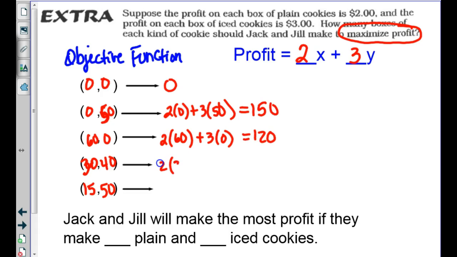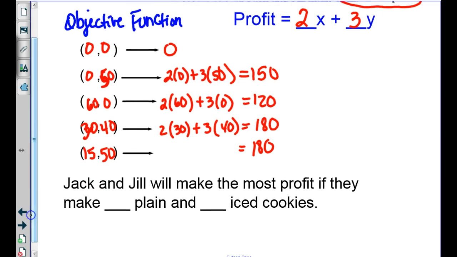Okay, so 2 times 30 plus 3 times 40 is 180. And it so happens that this one also came out 180. Most of the time there's only one. On the quiz, there's only 1 point that maximizes the profit. On this particular one, either one of these would work.